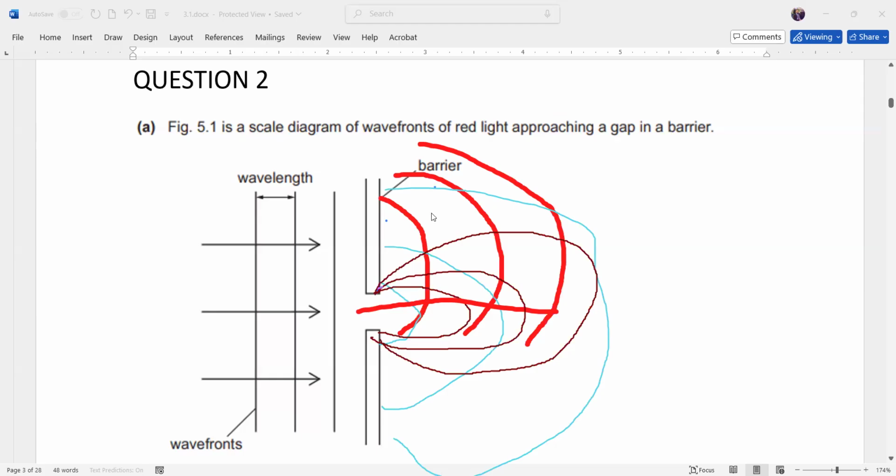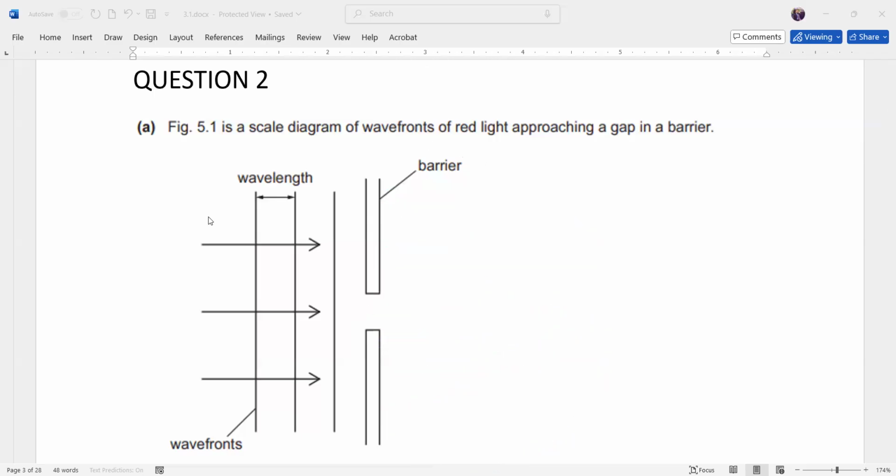I will identify the mistakes and tell what the right wavelength should be. Yes, you can use a measurement because it's a scale diagram. Scale diagram means like in an exam, you can use your ruler and measure that. If it's not to scale, then you cannot use a measurement, as they will mention not to scale.